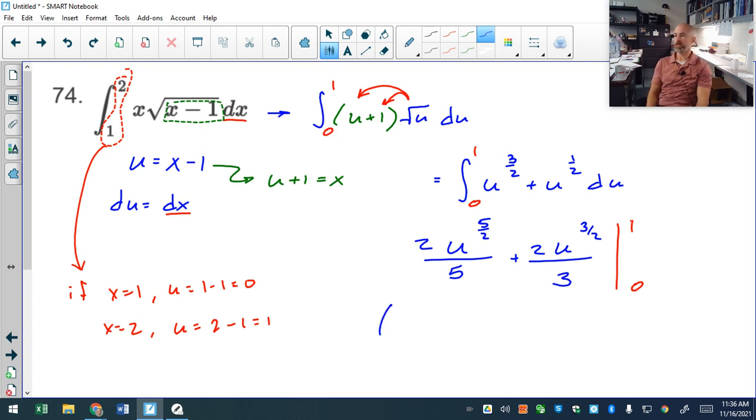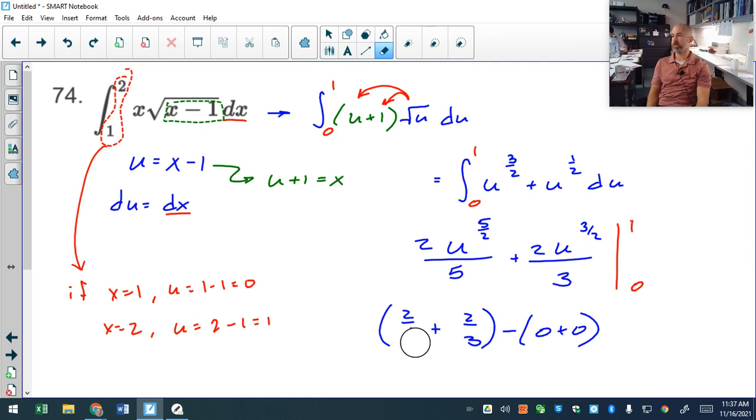This one's really nice. Plug in 1, that'll be 2/5 plus 2/3. Plug in 0, and you get 0 plus 0, and I would stop there. You could get a common denominator if you want. It actually wouldn't be too bad, would it? 16/5? 16/15, I mean.